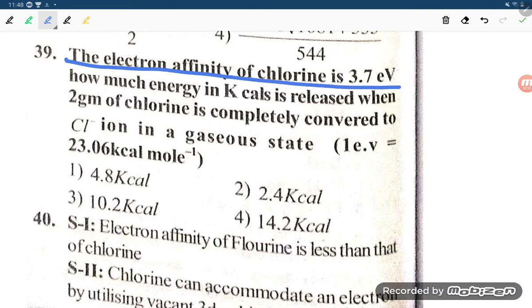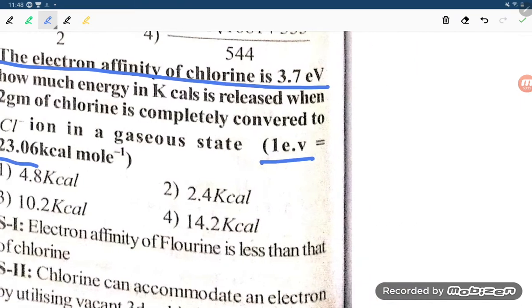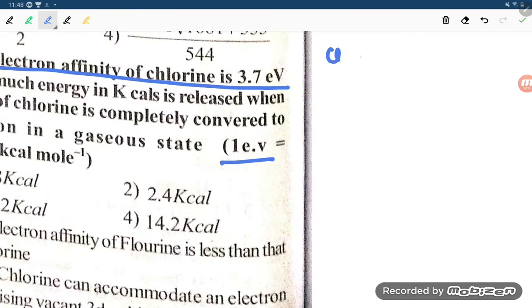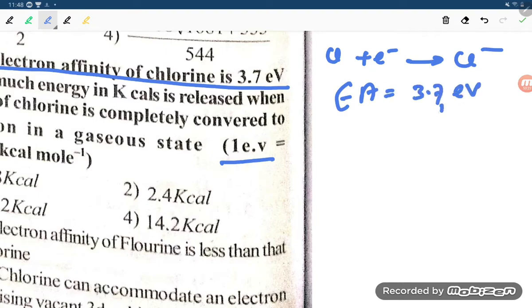Next, question number 39. The electron affinity of chlorine is 3.7 electron volt. How much energy in kilocalorie is released when 2 gram of chlorine is completely converted to Cl minus ion in the gaseous state? They have given 1 electron volt equals 23.06 kilocalorie per mole, right, student? So what is happening? Cl takes an electron to become Cl minus. The electron affinity is given as 3.7 electron volt. We convert this into kilocalorie.